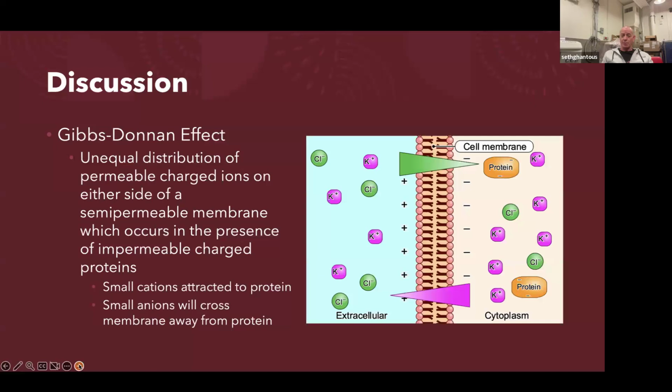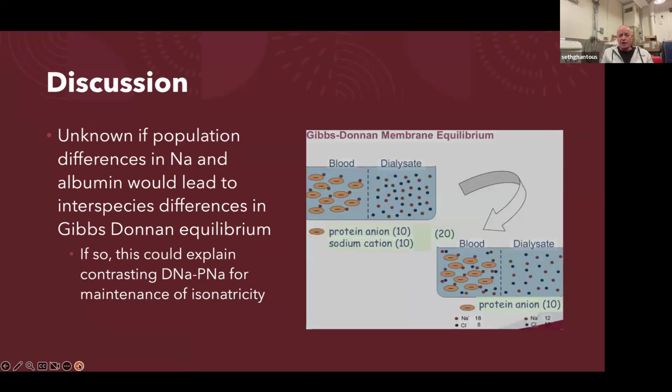So there usually is an unequal distribution of permeable charged ions on either side of a semi-permeable membrane, which occurs in the presence of impermeable charged proteins. The small cations might be attracted to that protein, while the small anions are going to move away from it. This potentially could explain some of that gradient difference, given the differences in reference ranges of sodium and albumin in humans and dogs. It's unknown, though, if the population differences in sodium and albumin would lead to interspecies differences in Gibbs-Donnan equilibrium, but again, that might explain this if possible.